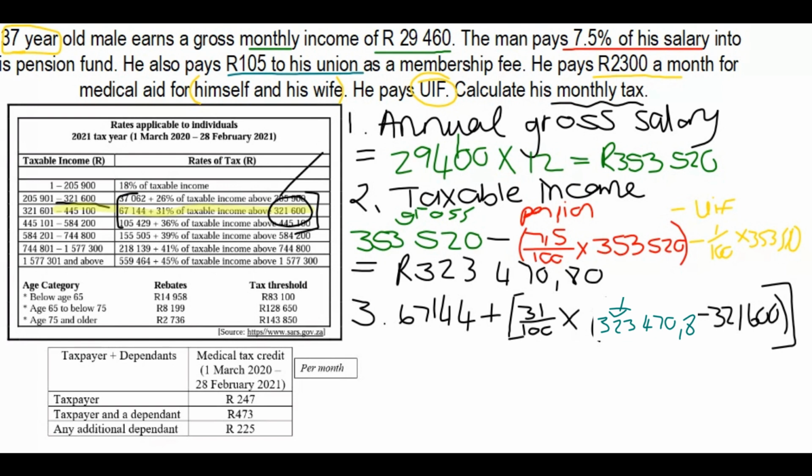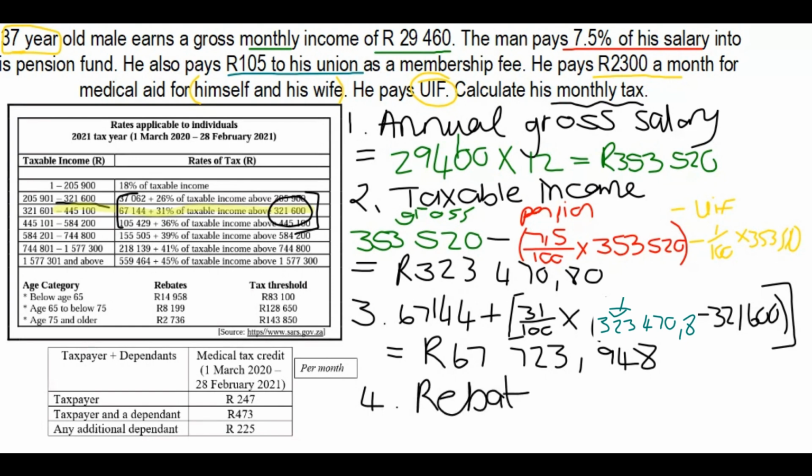Okay. Now when you find your answer, you get 67,723 and 948 cents. Now very important also, do not round off. Okay, finally we go to step 4 now, and in step 4 we are looking at our rebates.